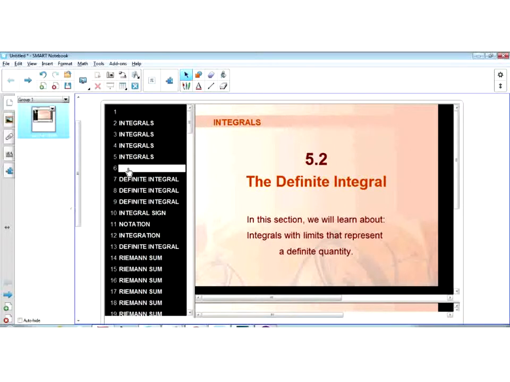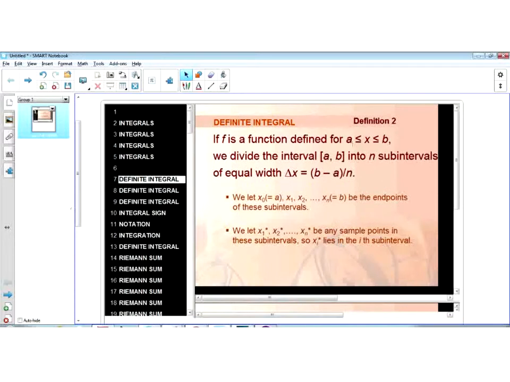The definite integral encompasses functions that can fall below the x-axis as well as those that stay above the x-axis. If a function is defined on a closed interval from a to b, we divide the closed interval into n subintervals of equal width. The width of a subinterval would be (b minus a) over n, and we let x sub 0 equal a. Then x1, x2, up to x sub n, which equals b, will be the endpoints of these subintervals.